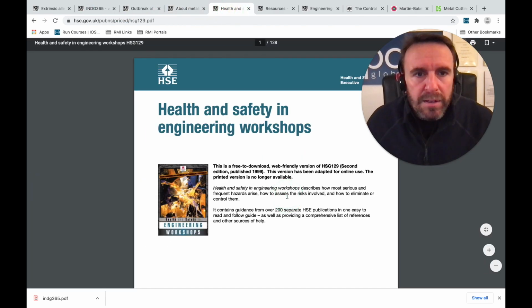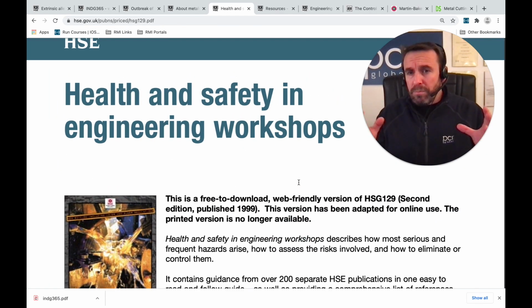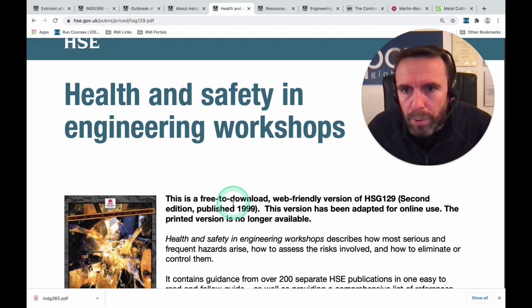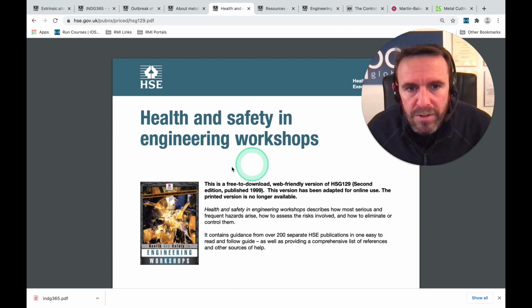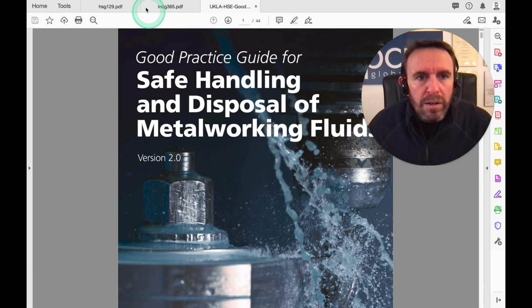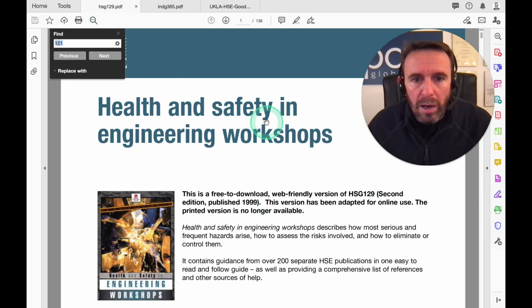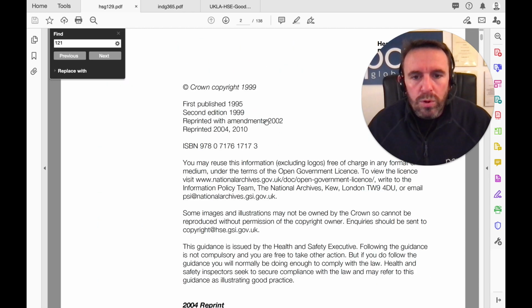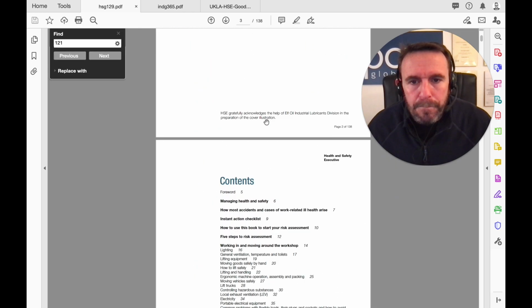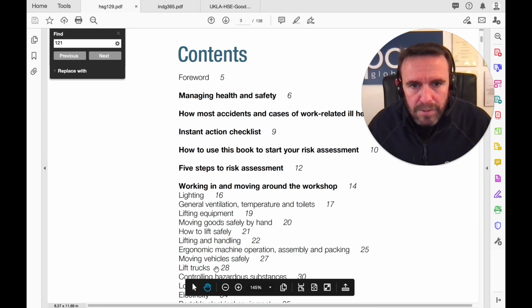Here's one of the main standards, HSG 129. It's quite an old document. I remember this was probably one of the first books I actually got given. A really good book to have on your shelf, actually. Health and Safety in Engineering Workshops. We'll have a look at that in here, HSG 129. If we just go to the contents, really good document. Let's have a look.